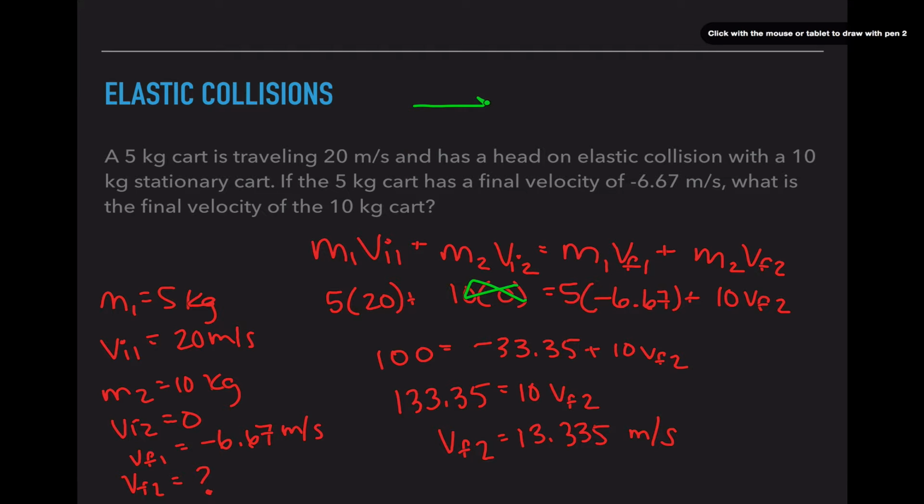Now notice, since its first velocity had a negative value, that means the cart started moving in this direction, there was a collision, and then it bounced backwards. So the second cart, which started at this location, has a positive velocity because it is moving in the positive direction on the number line.